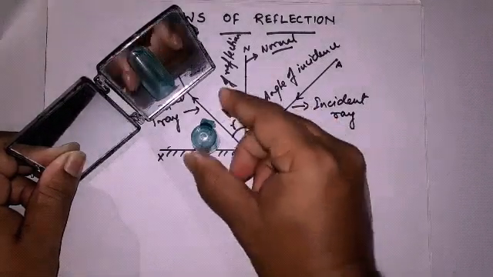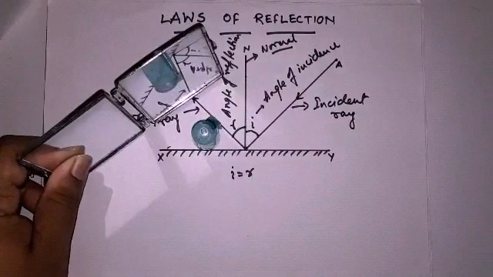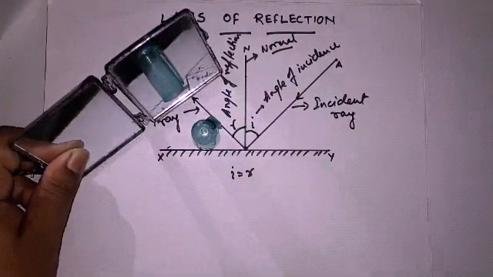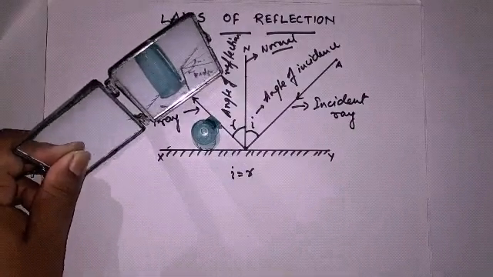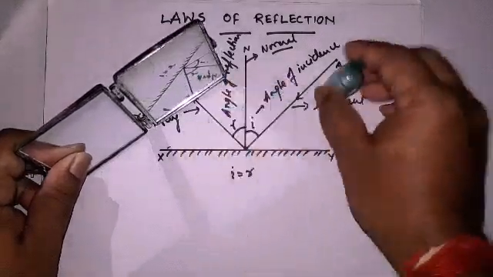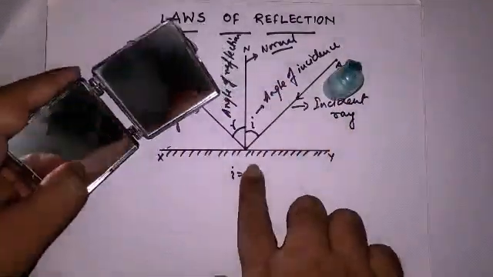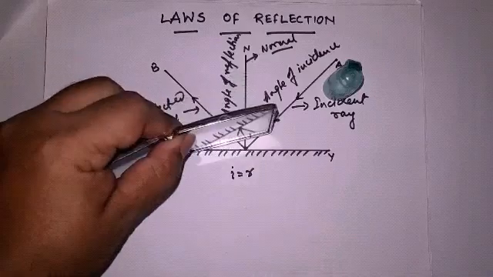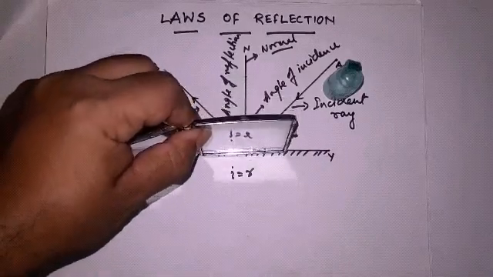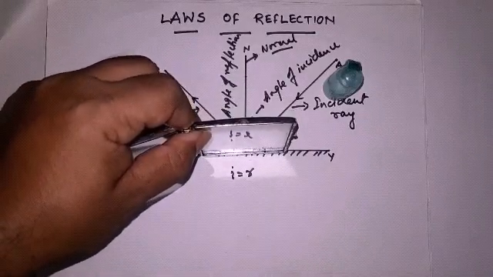One most important thing is that the image is laterally inverted. What do we mean by laterally inverted? Here I've written I and R. If I focus on this I and R, see how it looks. It looks inverted.